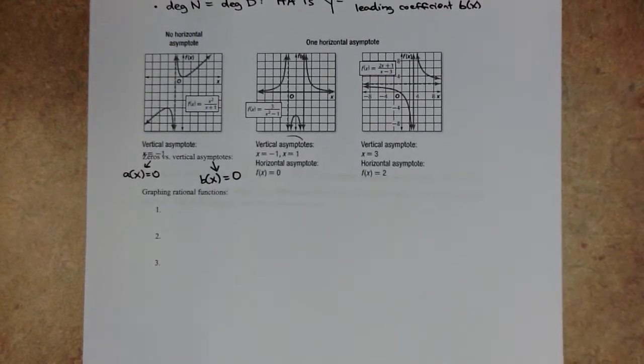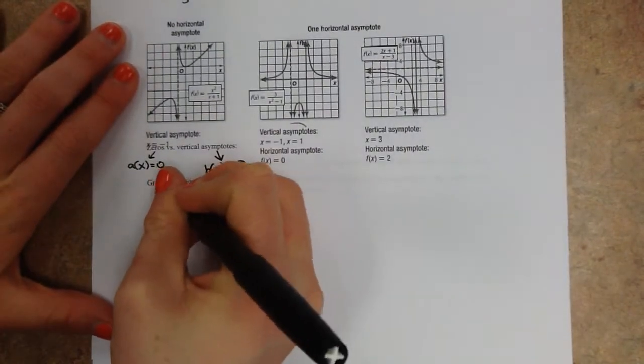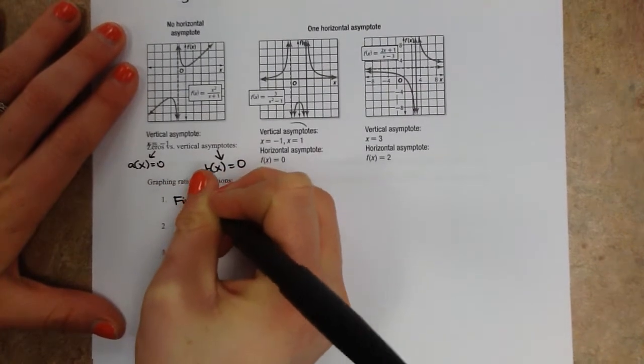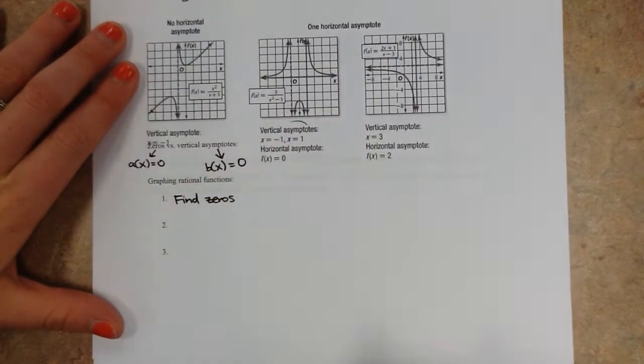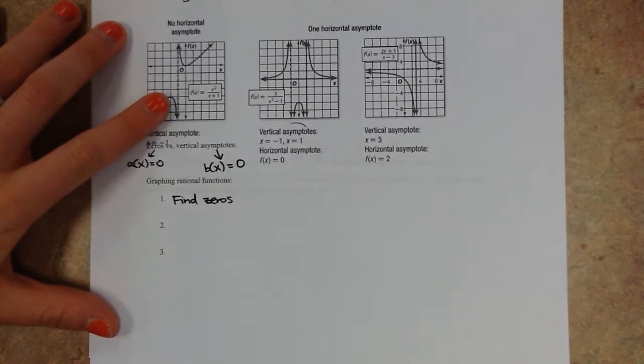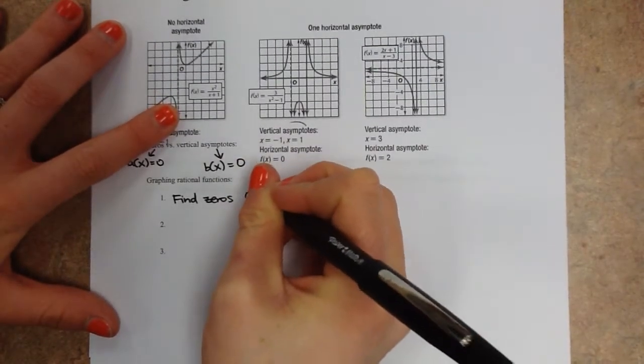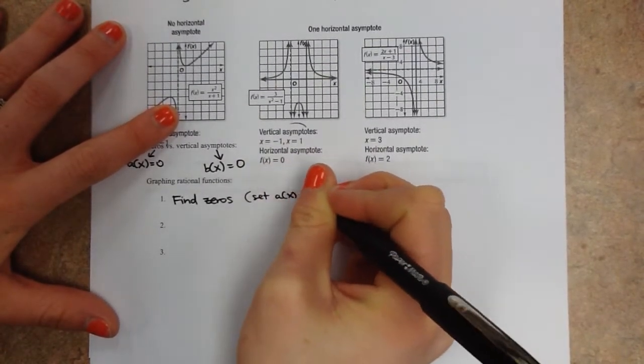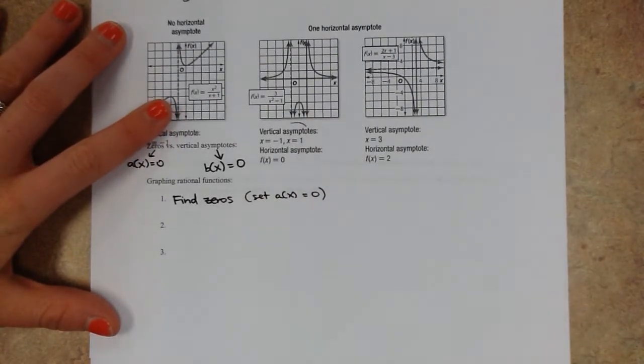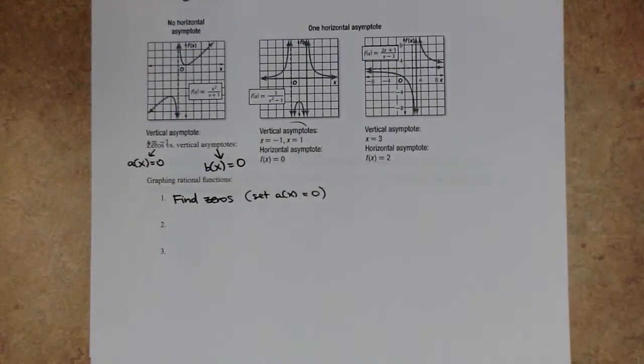So 3 steps. Step 1, I want you to find the zeros. And remember, you find the zeros by setting the numerator equal to 0. So set a of x equal to 0, then you'll be able to solve for x. That's step 1. That'll give you kind of a starting point, I guess.